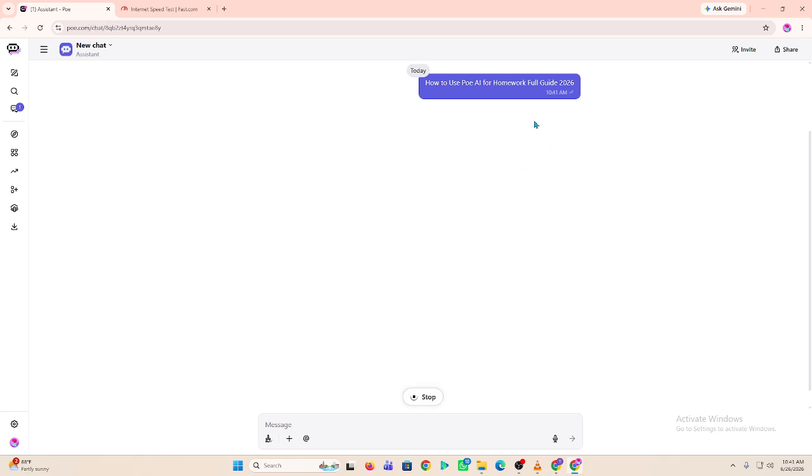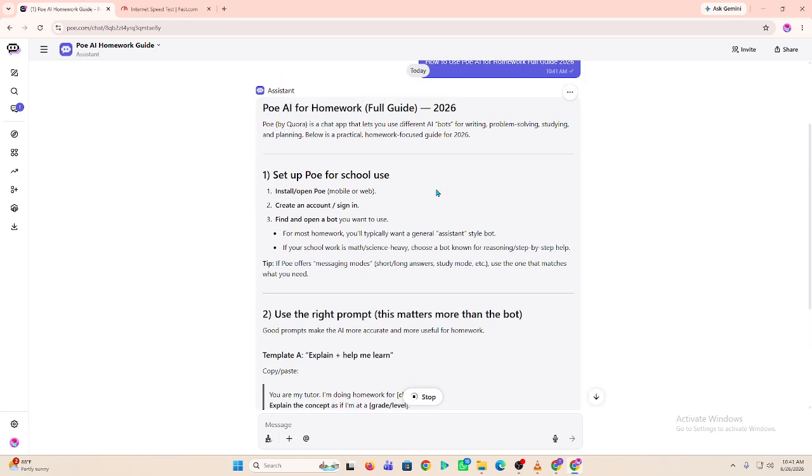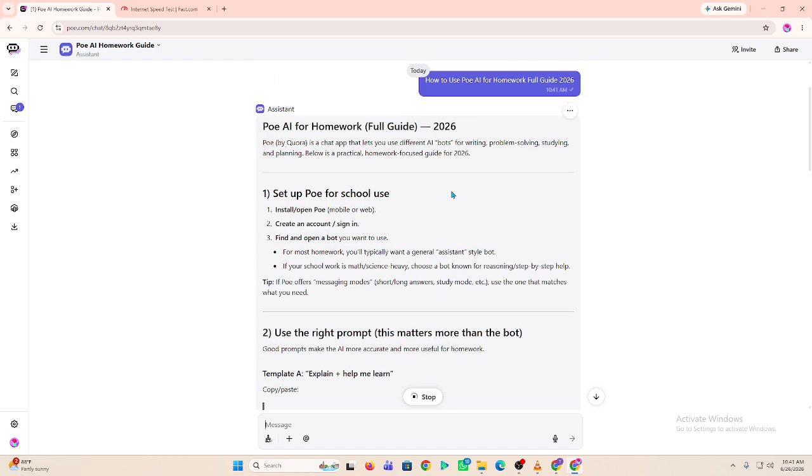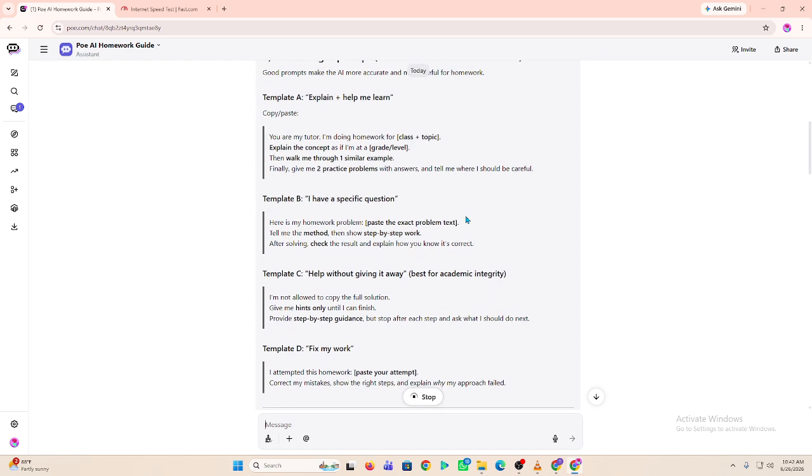You can use Poe AI for math problems, science explanations, essay writing ideas, or even history summaries. It works like a personal study assistant.